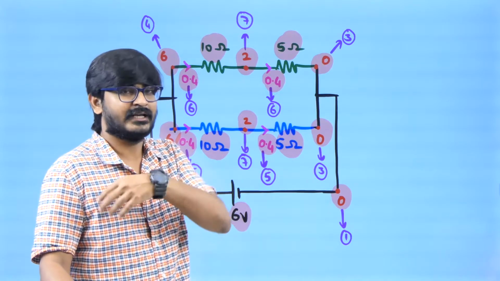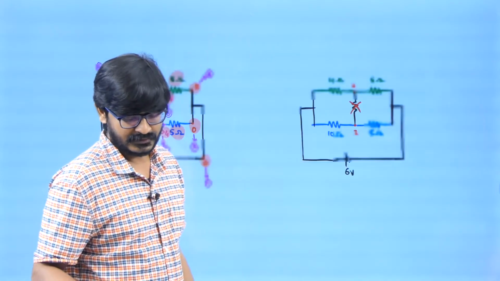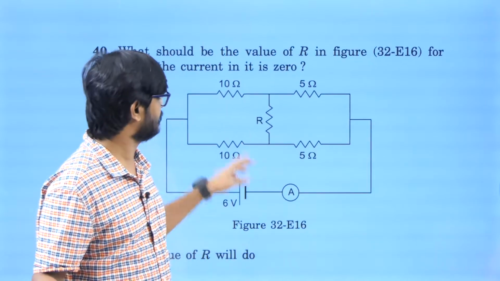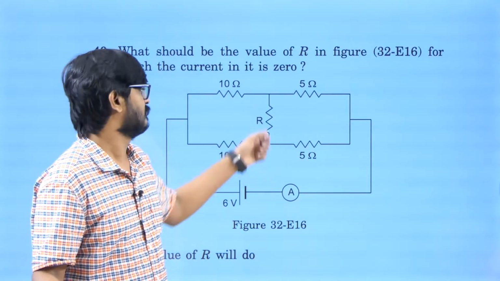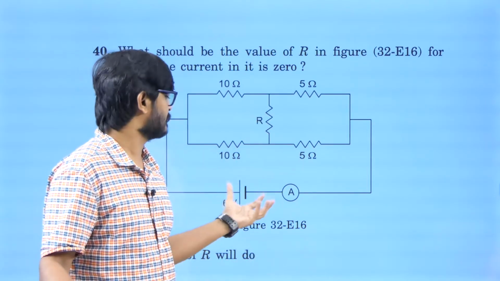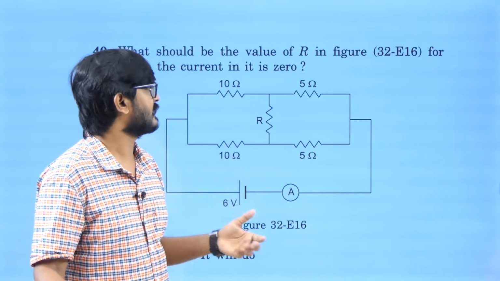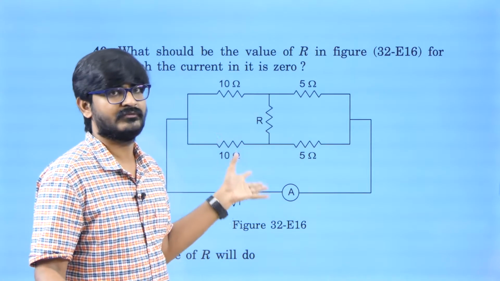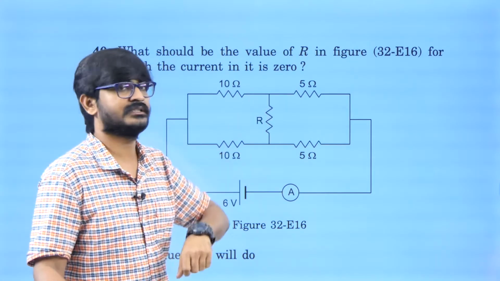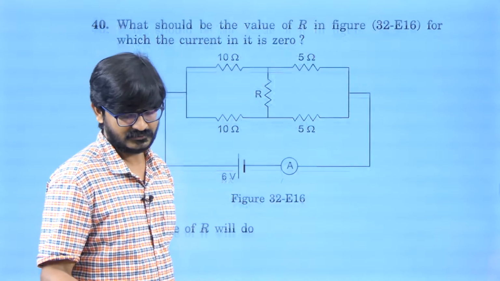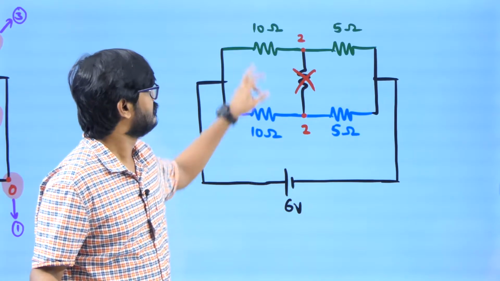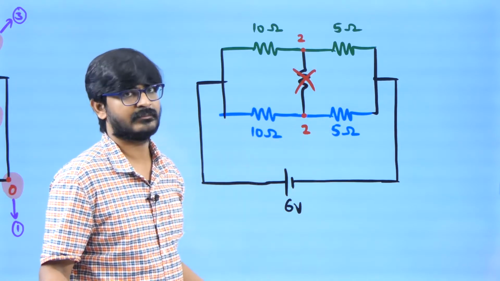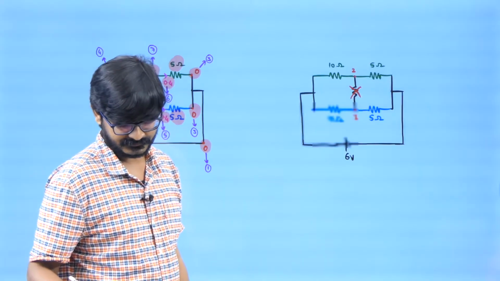So if someone asks you to find the equivalent resistance of this one, what can you do? What does equivalent resistance mean? How much battery will be feeling? We have already concluded battery doesn't feel this. Whether it's there or not, battery won't be feeling anything. So what does that mean? You can remove this and you can find the equivalent resistance. So what is going to be the equivalent resistance? 15 and 15 in parallel, so 7.5, right?